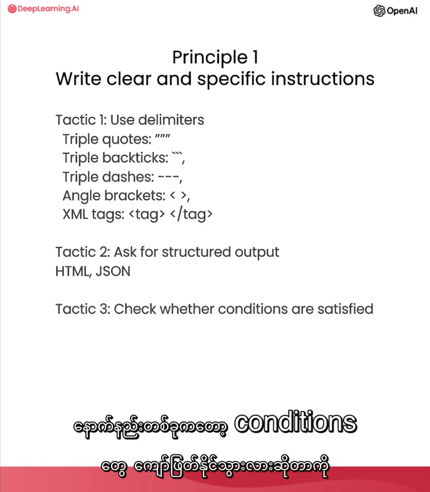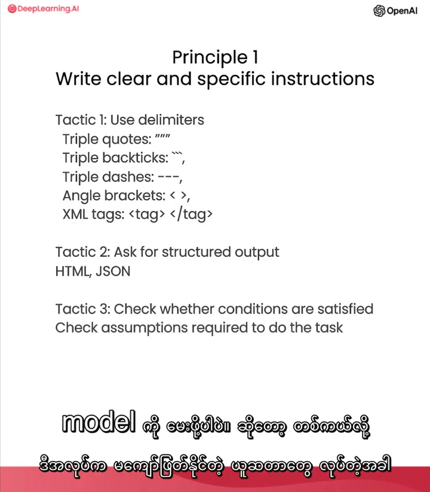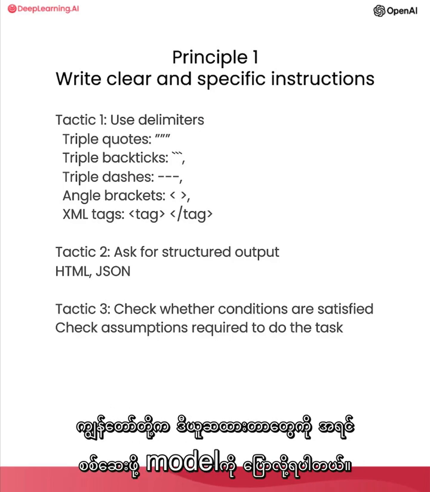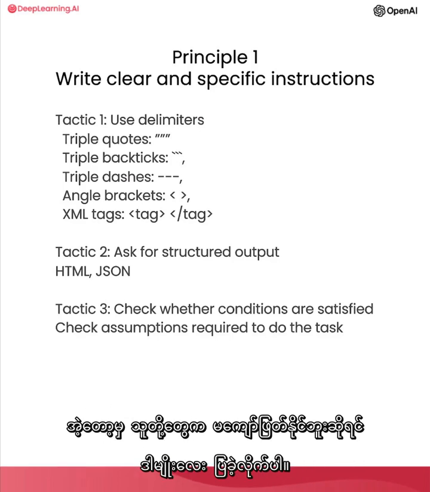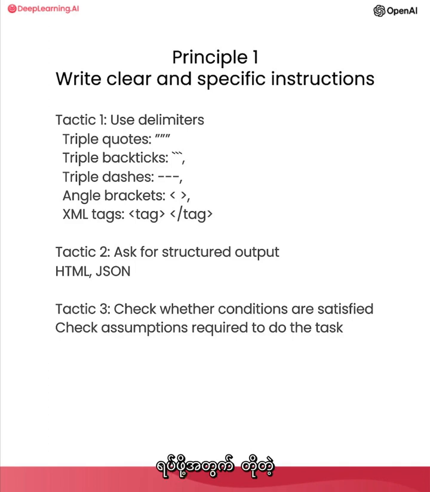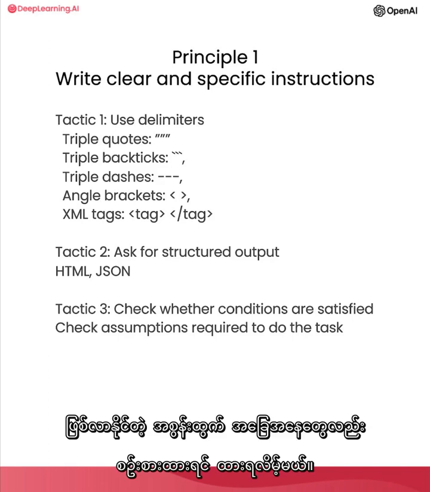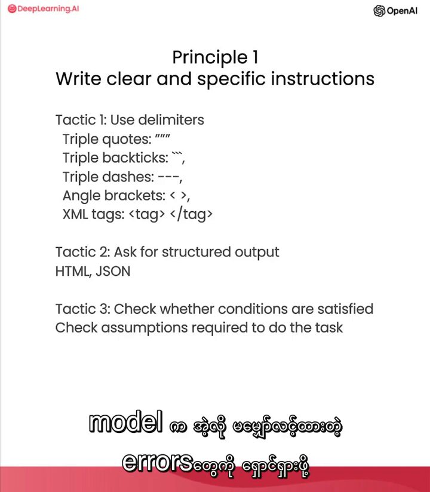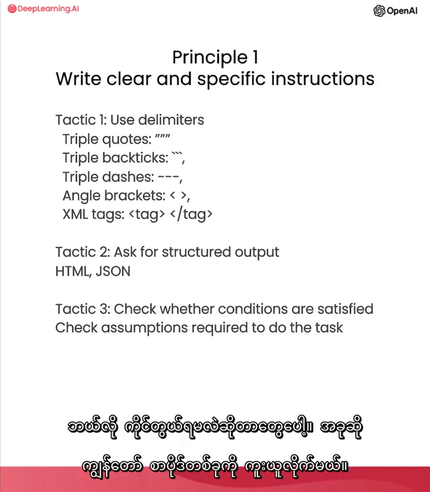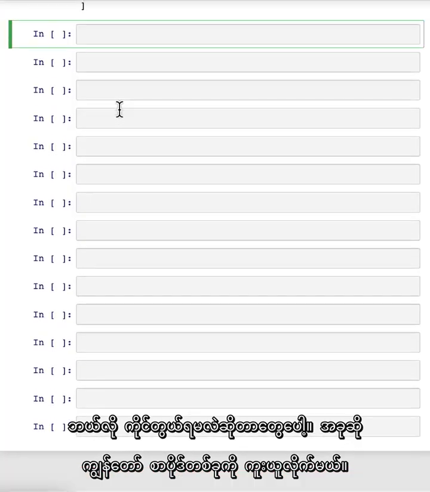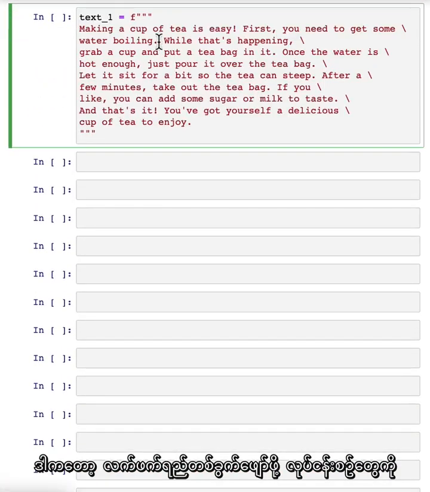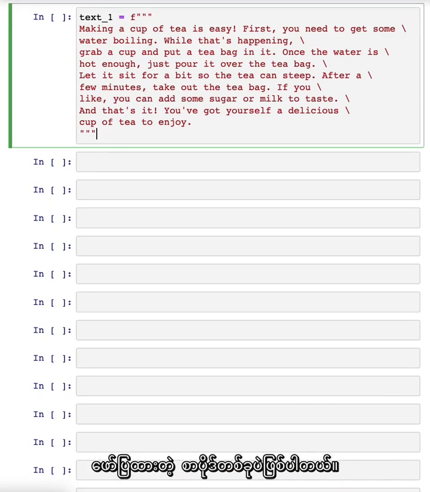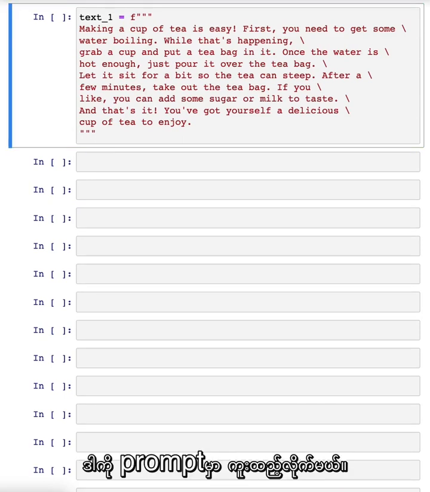The next tactic is to ask the model to check whether conditions are satisfied. So if the task makes assumptions that aren't necessarily satisfied, then we can tell the model to check these assumptions first, and if they're not satisfied, indicate this and stop short of a full task completion attempt. You might also consider potential edge cases and how the model should handle them to avoid unexpected errors or results. So now I will copy over a paragraph, and this is just a paragraph describing the steps to make a cup of tea. And then I will copy over our prompt.